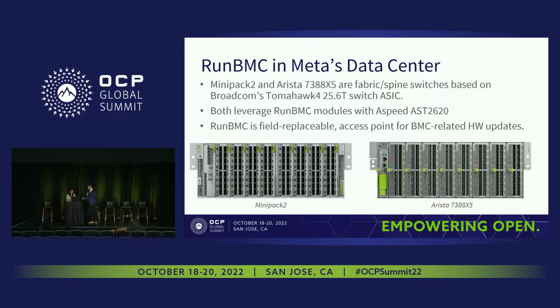Thanks, Kasper. So my name is Amal. I'm a hardware engineer on Meta's data center network hardware gear. So I wanted to quickly go over where we use RunBMC and why we use RunBMC. Last year at OCP, we shared our 25.6T switching solution, which was our own Minipack 2, as well as Arista's 7388X5 system. Both of these systems in our data center can be used interchangeably, and both of them leverage a RunBMC module with ASPEED's AST2620 BMC chip.